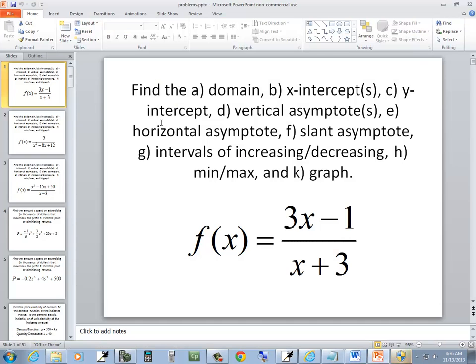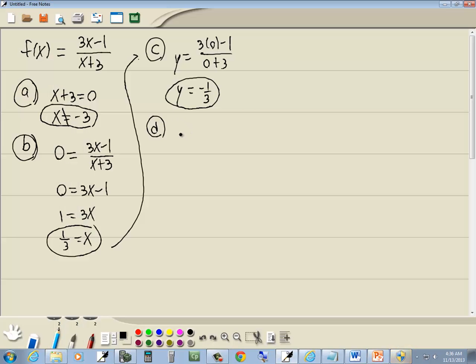D, what is d? Vertical asymptote. For our vertical asymptote, we factor the top, factor the bottom, can't do anything there. We cancel if possible, can't do anything there. Then we set the denominator equal to 0. So I'll set x plus 3 equal to 0, and that gives us x equals negative 3. The reason why the graph doesn't exist at negative 3 is because there's a vertical asymptote there.